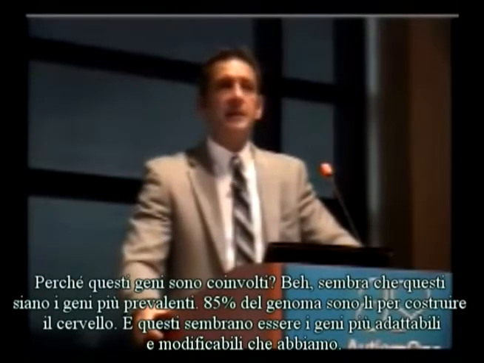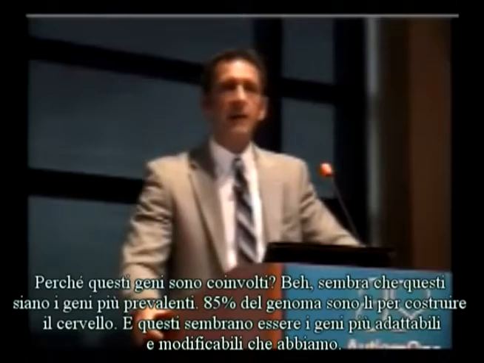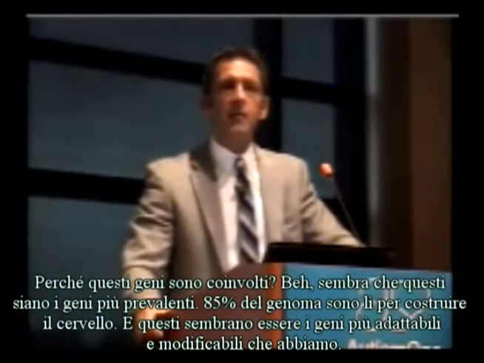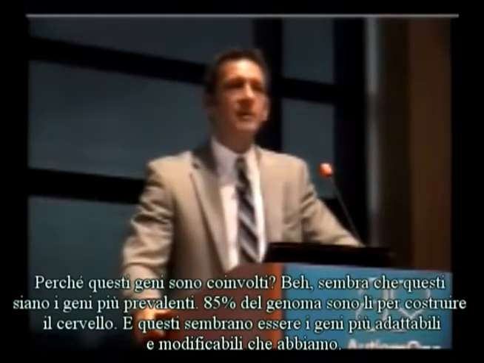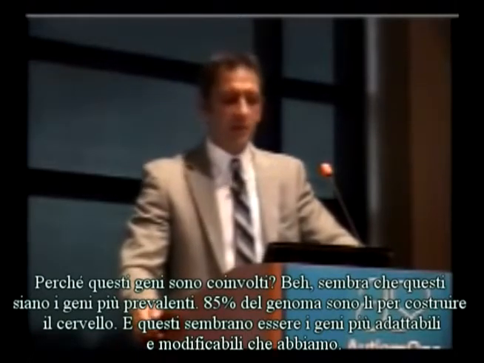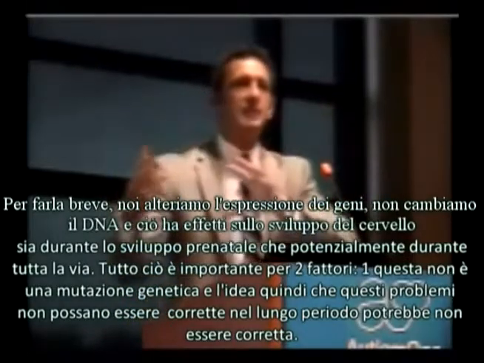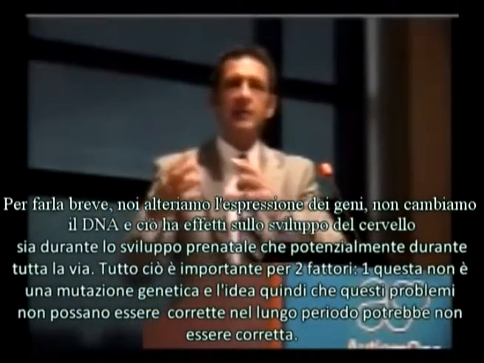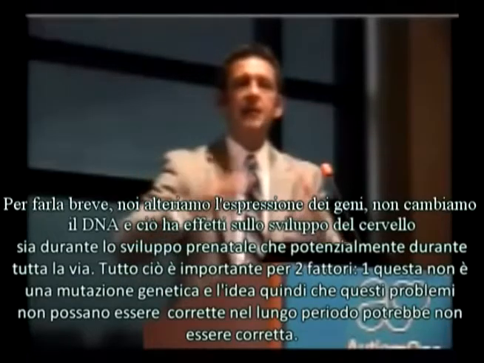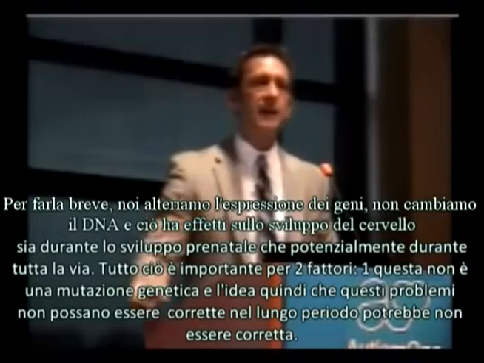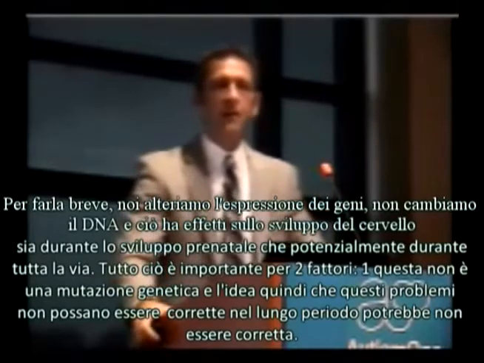Why are these genes affected? Well, it just so happens that they're the most prevalent genes, meaning 85% of the genes in the human genome are there to build the brain. And these are the most adaptable, modifiable genes that we have. The bottom line is we see that we're altering gene expression. We're not actually changing the DNA, and this is affecting the development of the brain during stages prenatally and potentially throughout the course of their life.